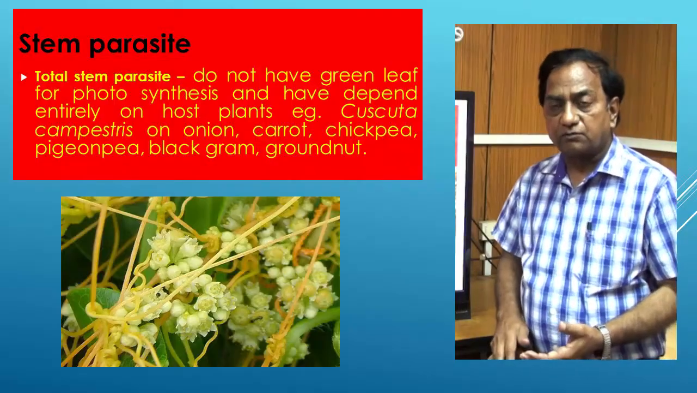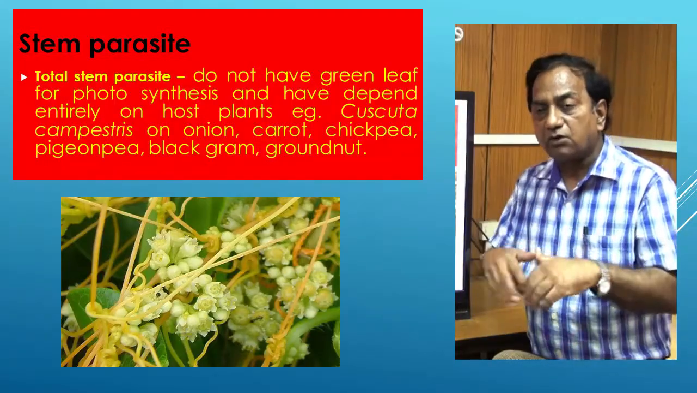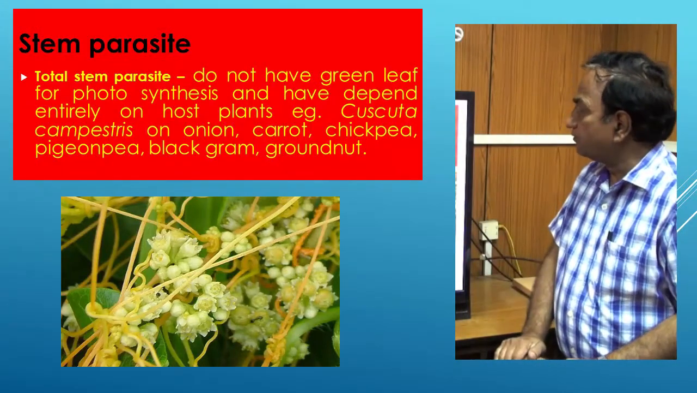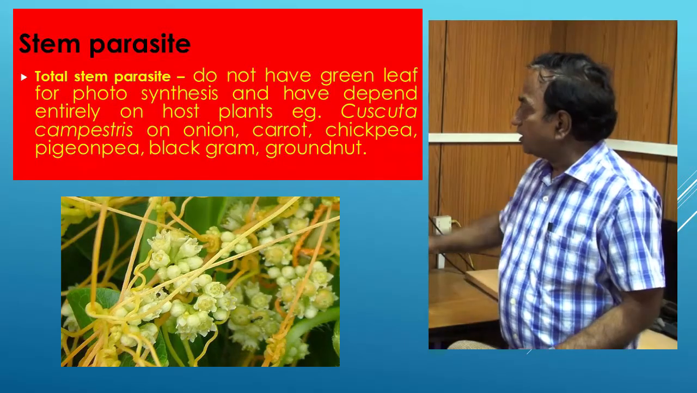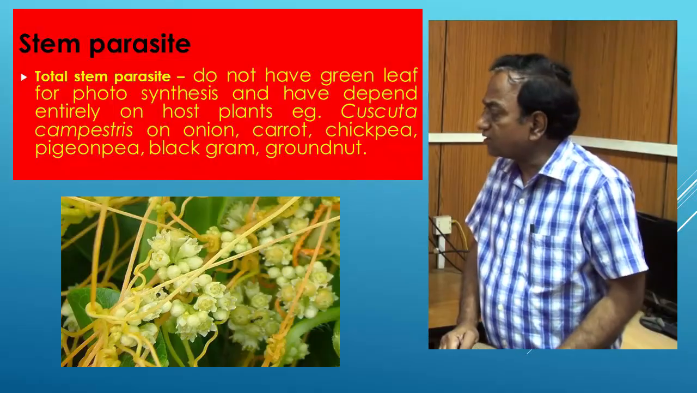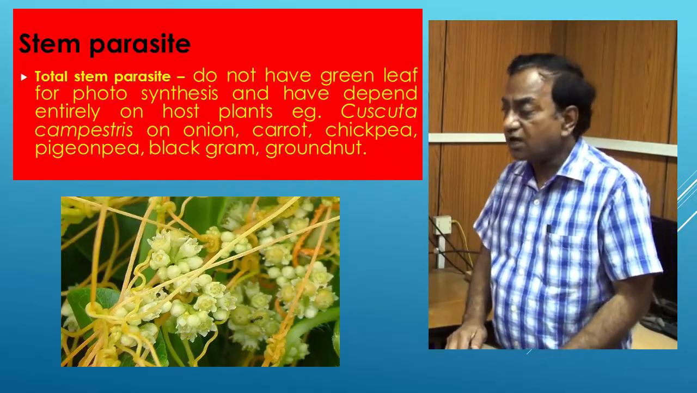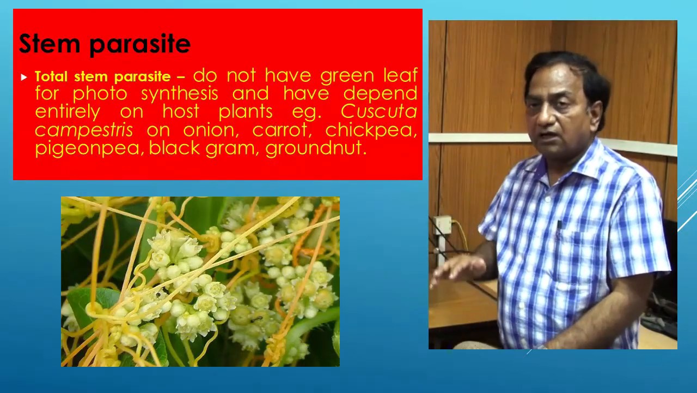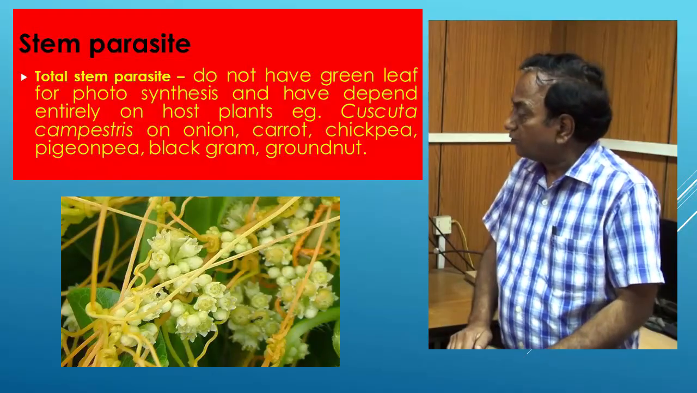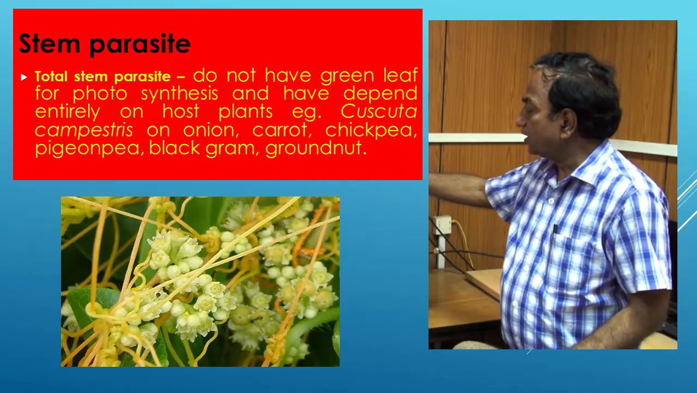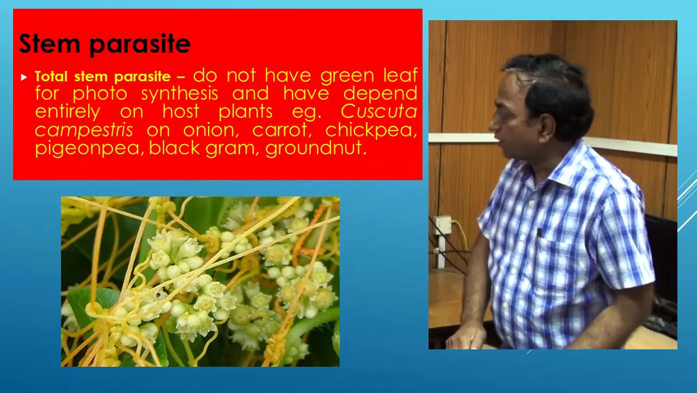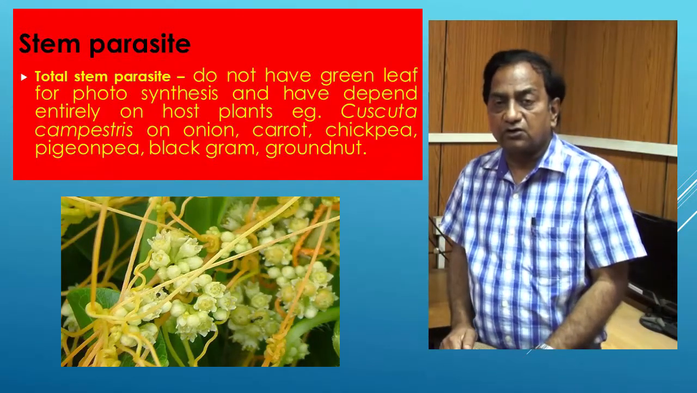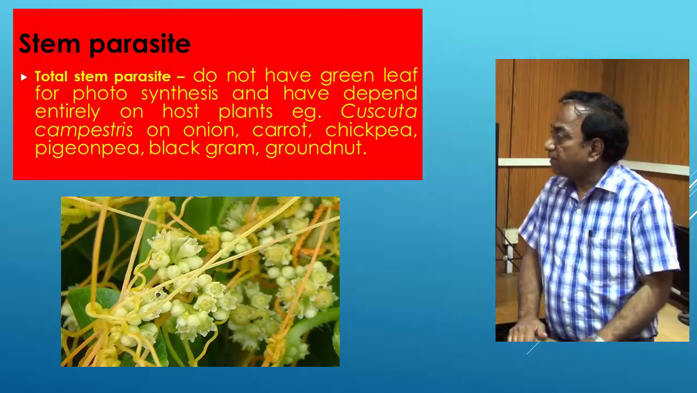In the total stem parasite, they extract the whole nutrient from the host plant. For example, they do not have green leaves for photosynthesis and depend entirely on the host plant. For example, Cuscuta is very common. You can recognize from your area a certain viney type of climber attached to the host plant, extracting nutrients from it. Cuscuta campestris occurs on onion, carrot, chickpea, pigeon pea, black gram and groundnut. Once infested, they start infesting the crop plant. It is very difficult to control.